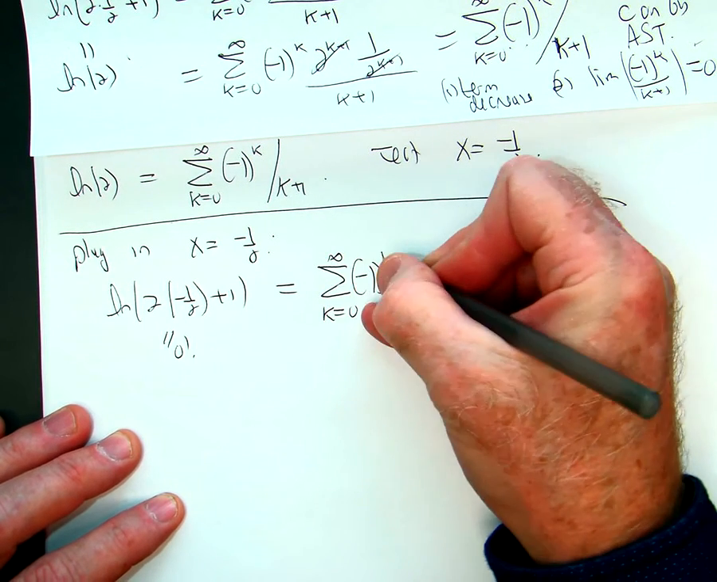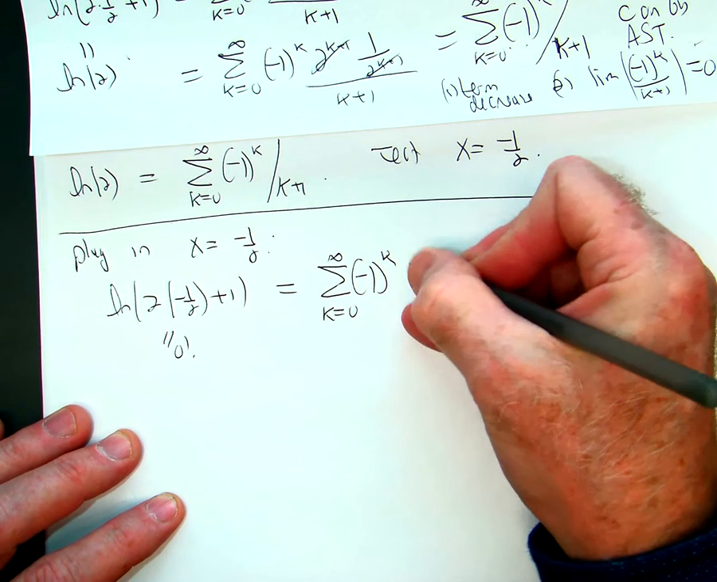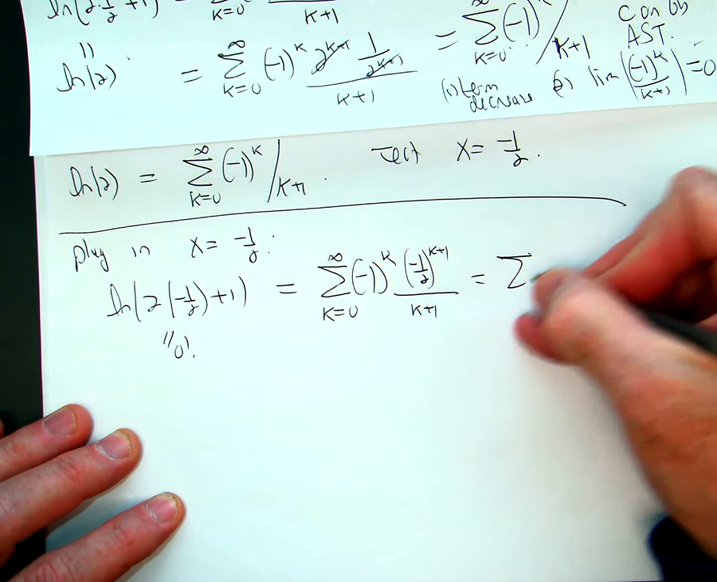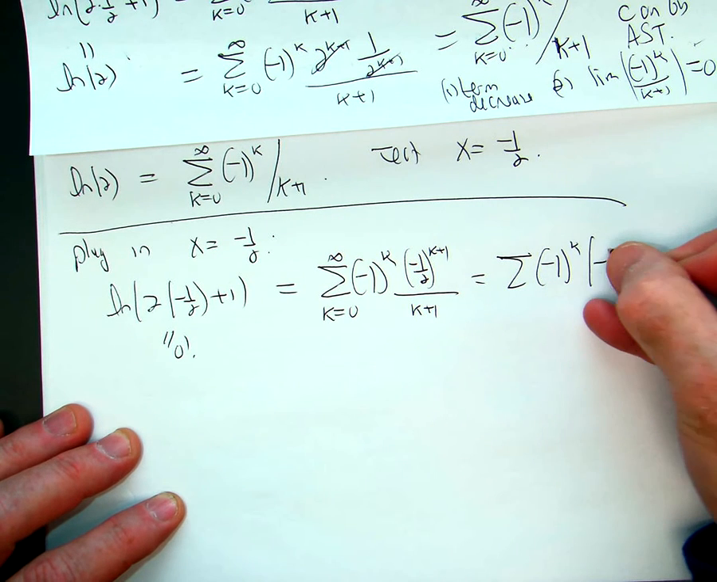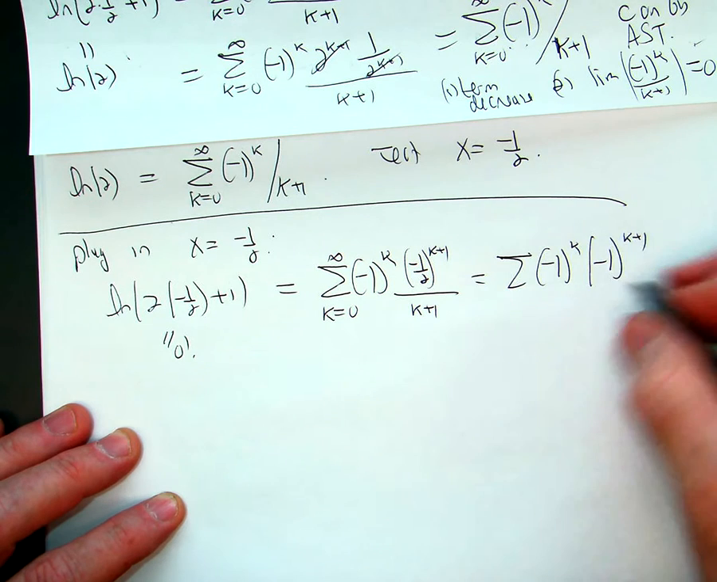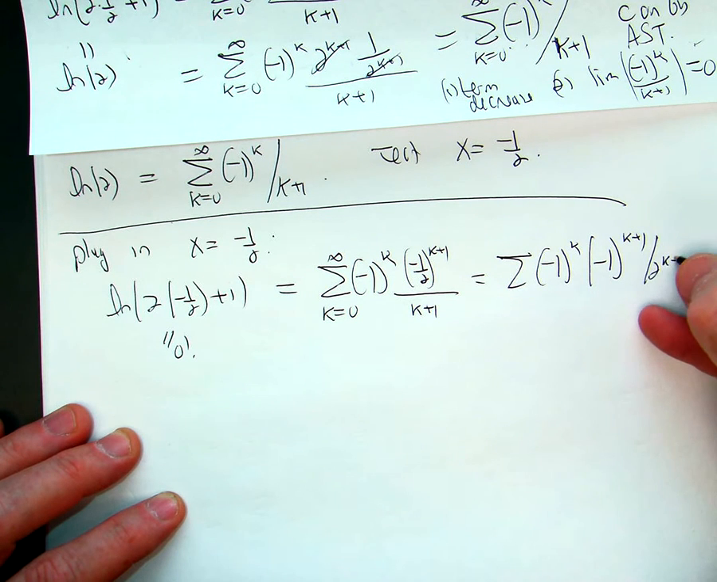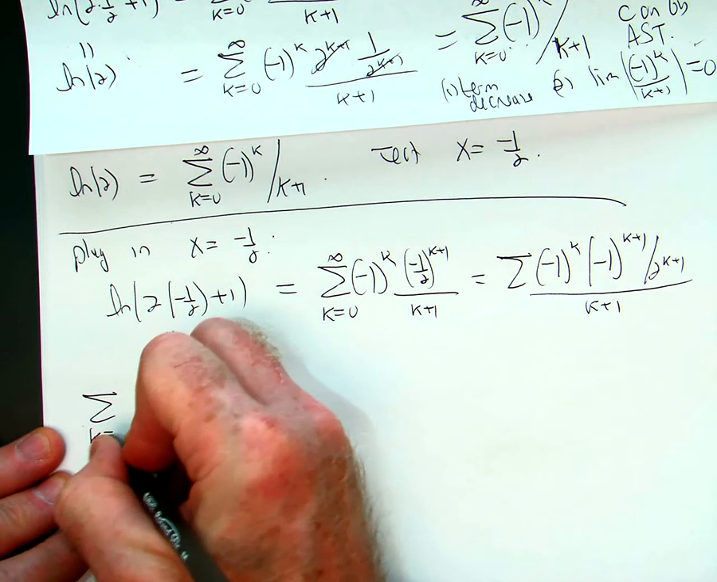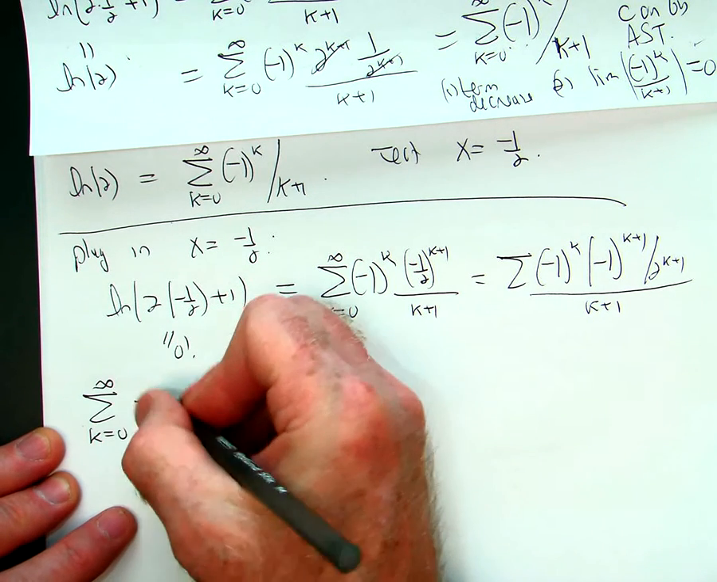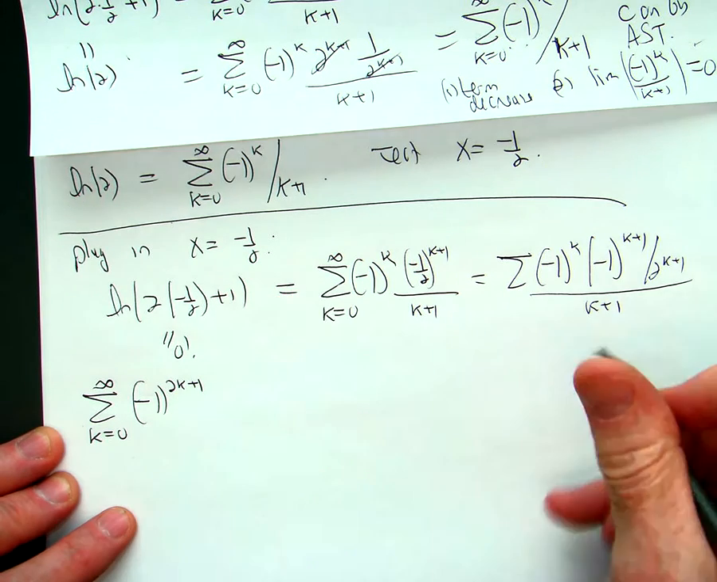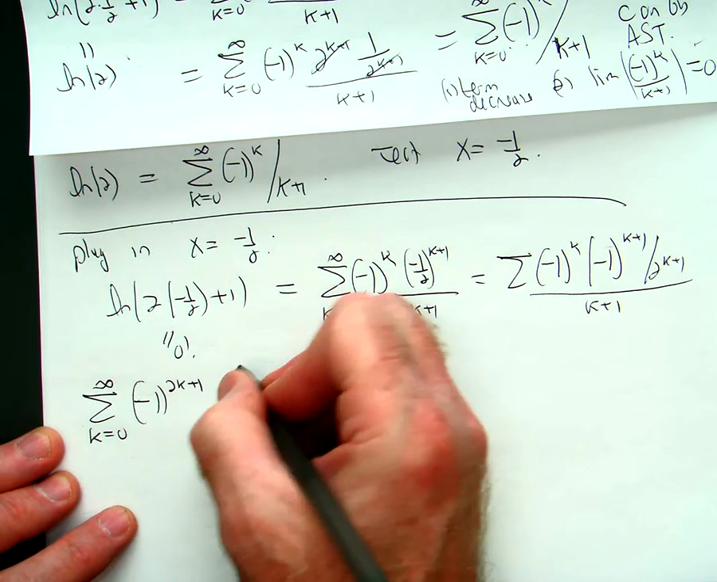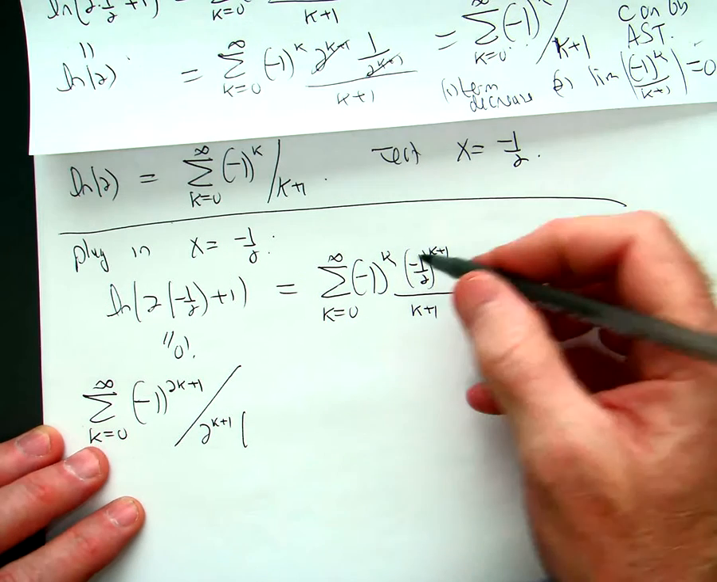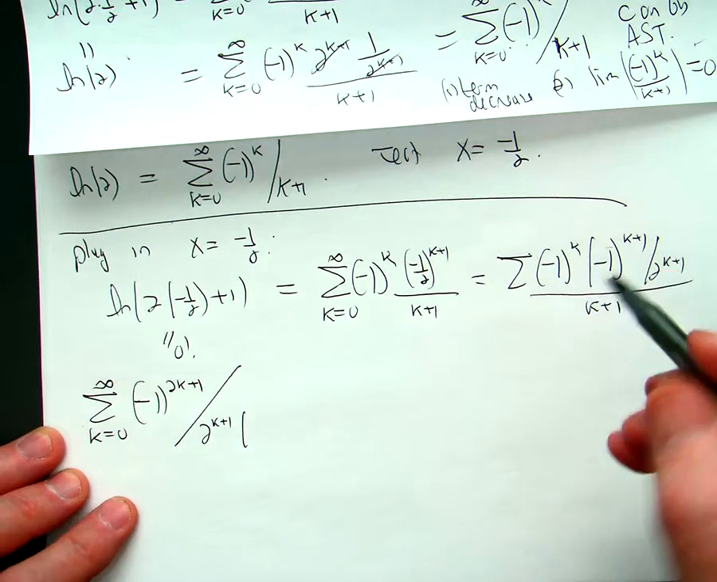To make sure, I plug in x equals minus 1/2. I get the summation of minus 1 to the k, minus 1 to the k plus 1, over 2 to the k plus 1, all over k plus 1. Let's do some cleaning up. I get minus 1 to the 2k plus 1. I add the exponents, and that's going to be all over 2 to the k plus 1. Sorry, I made a mistake. So we're going to do this one again.